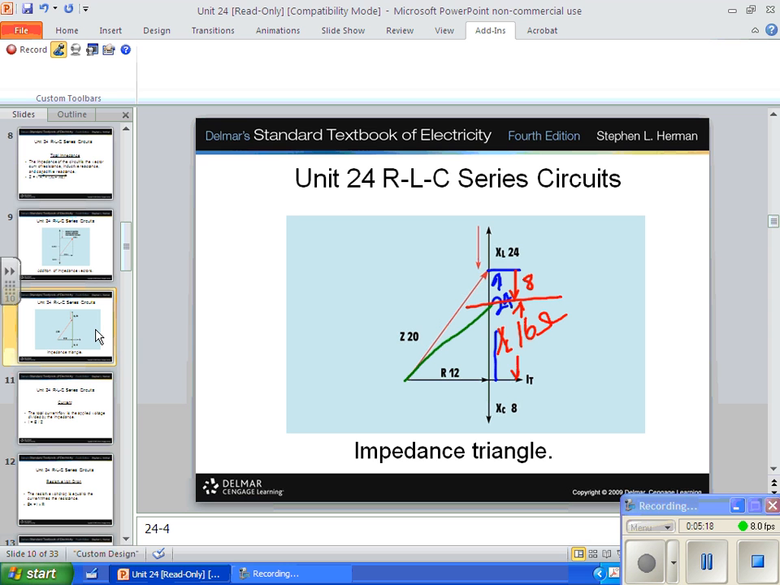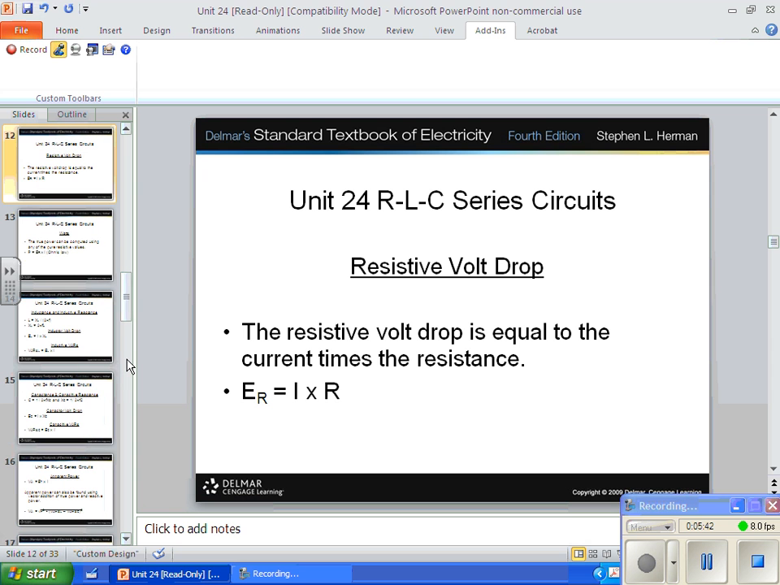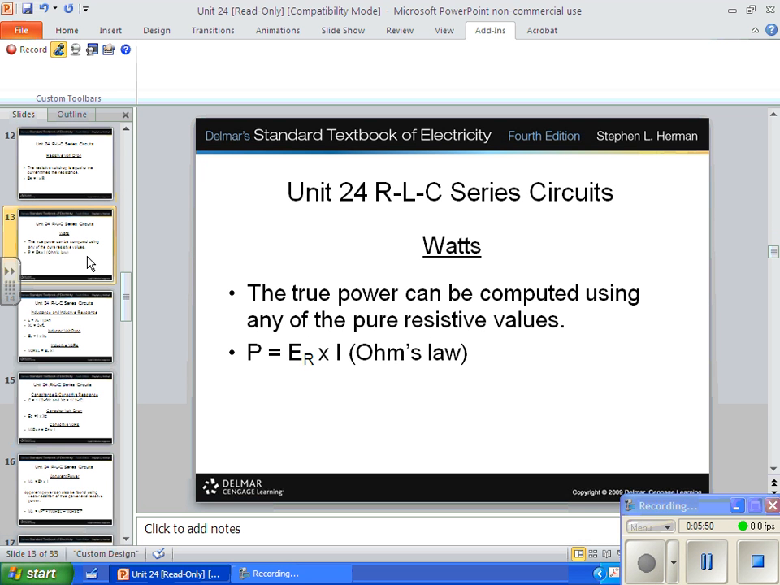What happened to our phase angle? Phase angle went down, our efficiency went up. We're heading towards unity, right? We're going towards that. Okay. Yes, we knew that. I is E divided by Z. Amazing, I tell you. And resistive voltage drop, we know what that is. All right. True power can be computed using the pure resistance values.